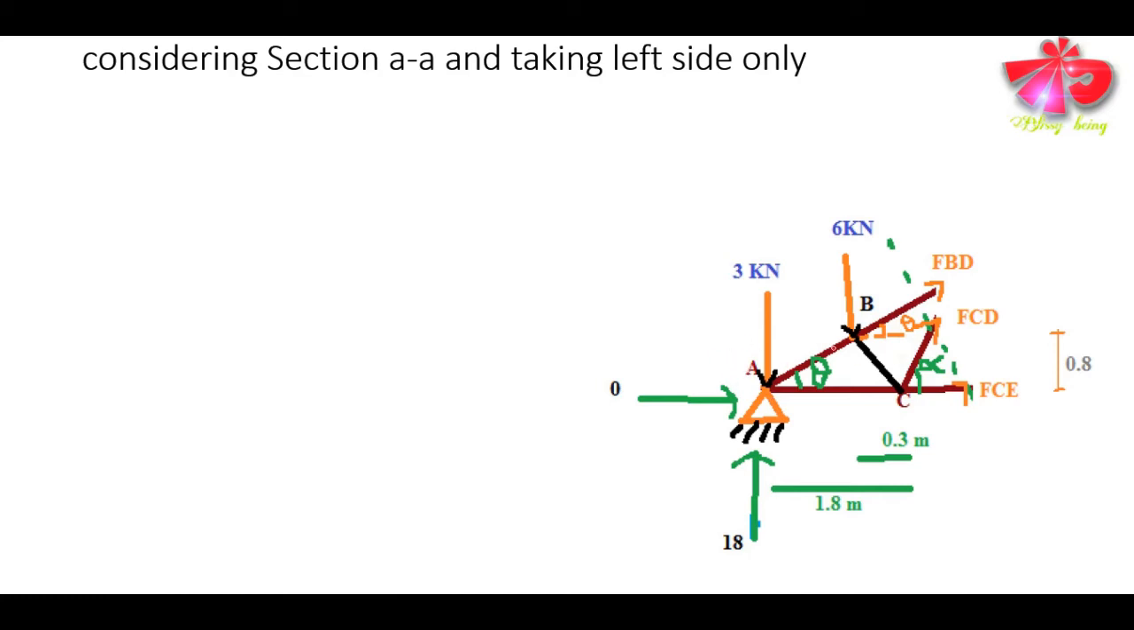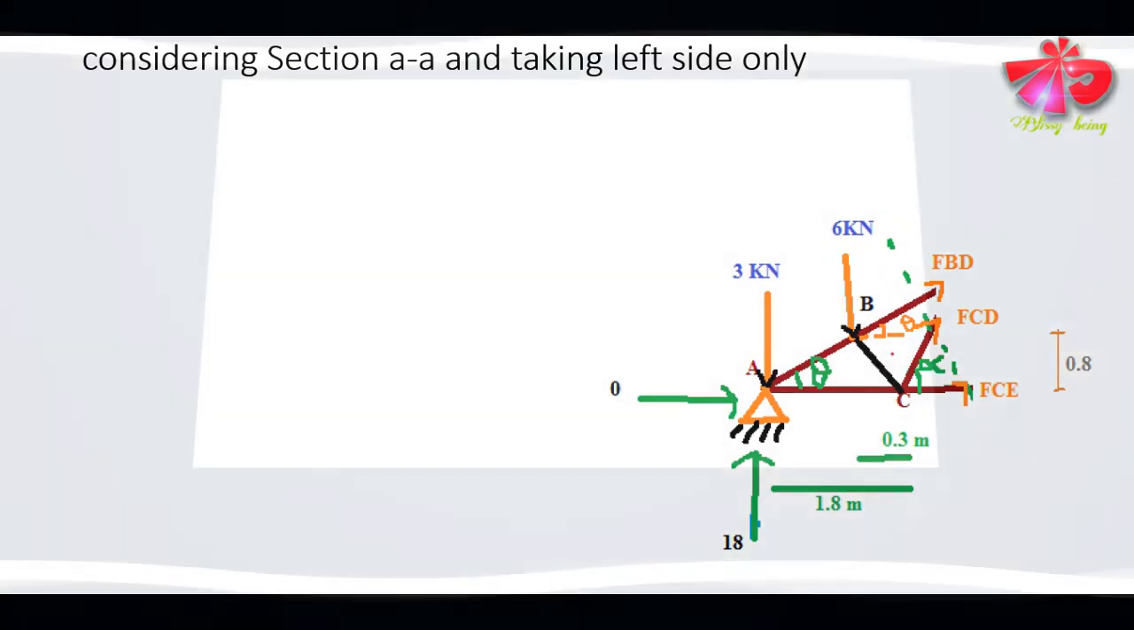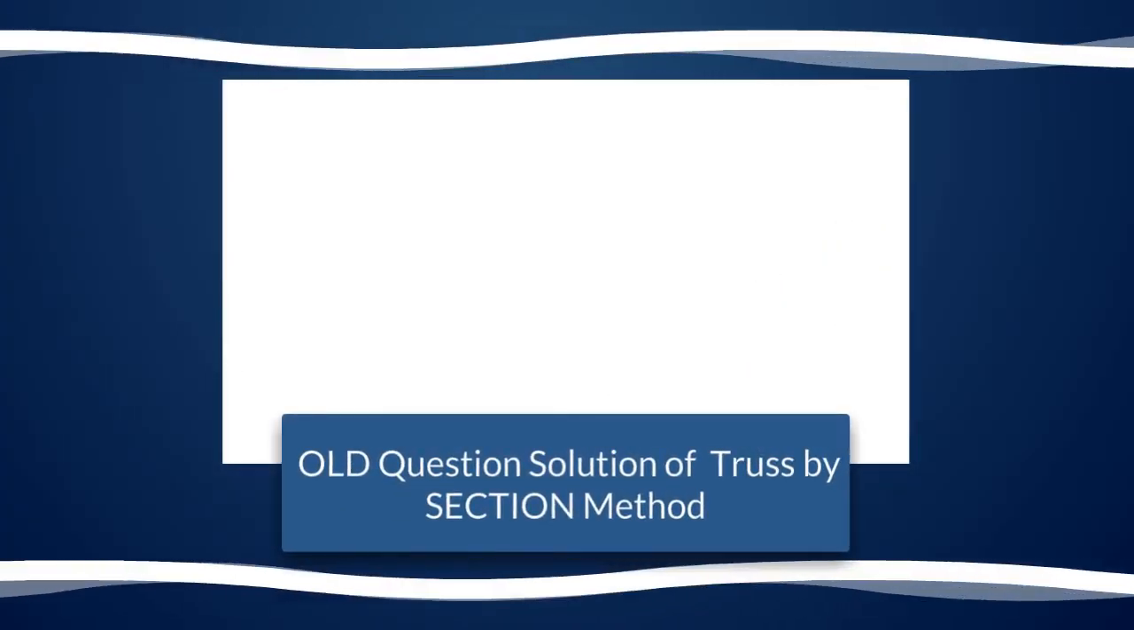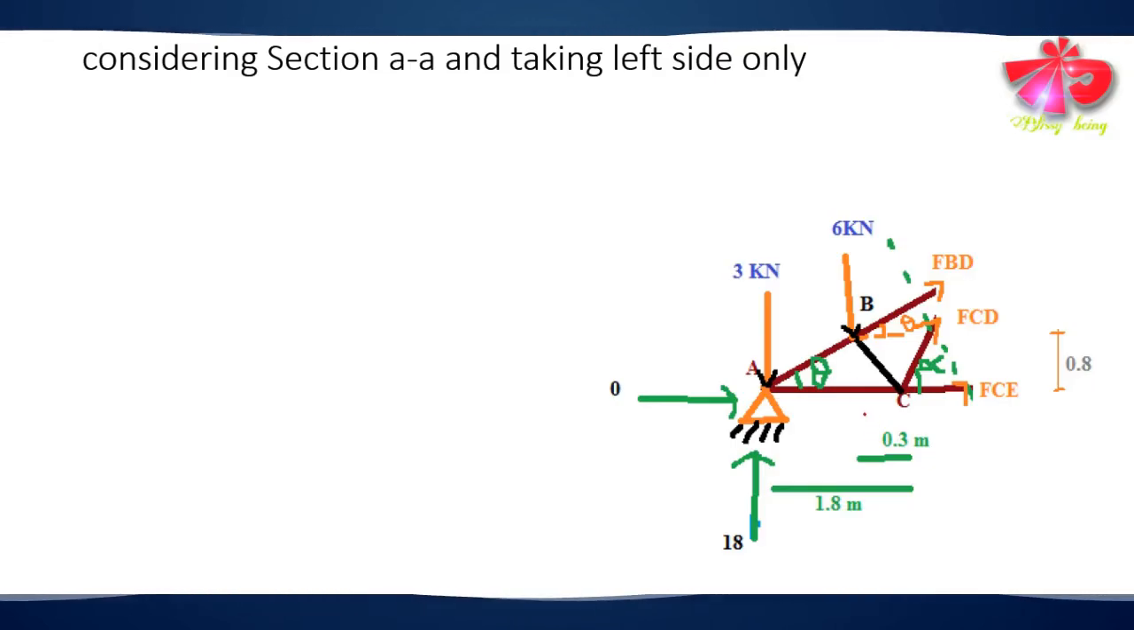So we can use the moment at joint A. So what if we use the summation of moment at joint B equals to 0? If we use the summation of moment at joint B equals to 0, then the FBD will be going to be 0, isn't it? There will be FCE and there will be FCD. So there will be 2 unknowns in this case, so that cannot be solved directly.